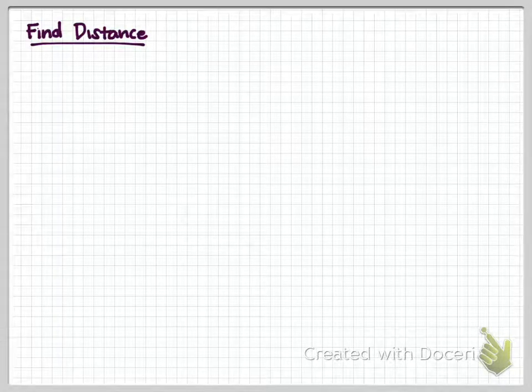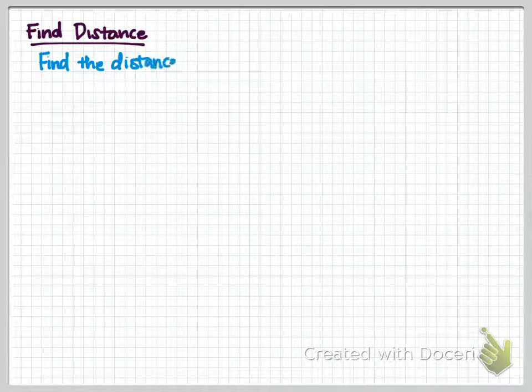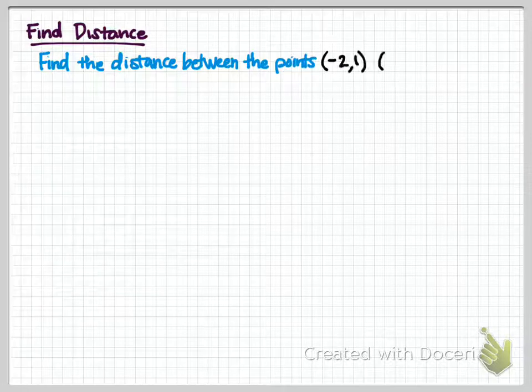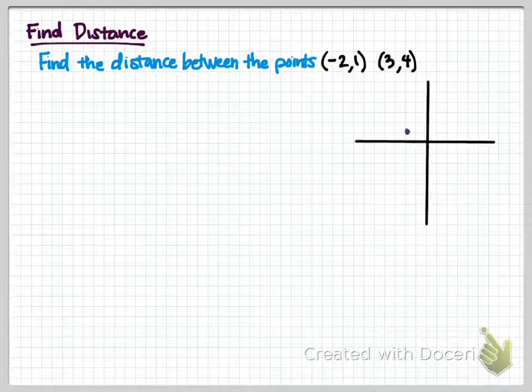Okay, so today I'm going to show you how to find the distance using two different ways. So normally a problem will look something along the lines of this. Find the distance between these 2 points. So in this particular case it's (-2, 1) and (3, 4).